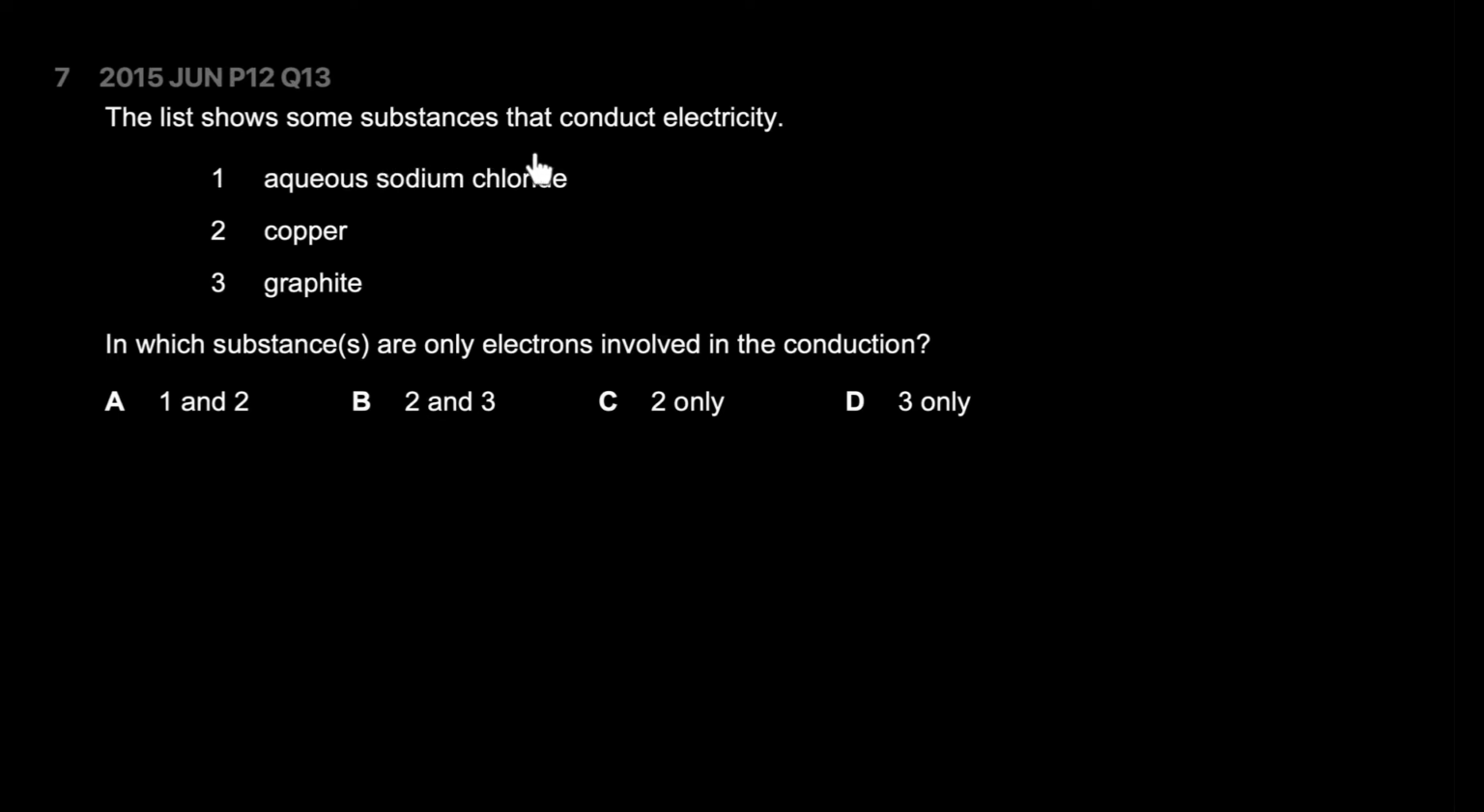The list shows some substances that conduct electricity. We have aqueous sodium chloride. Well, that's interesting because sodium chloride is an ionic compound. Copper, Cu, and graphite, which is carbon. So all of them are able to conduct electricity in their current state. So let's see what the question is.